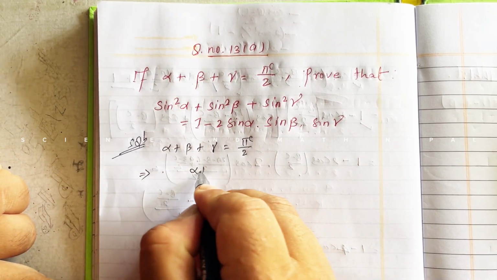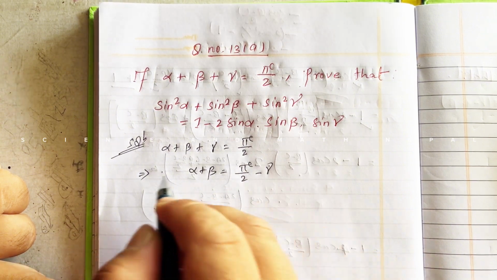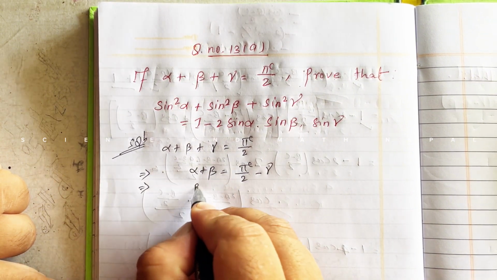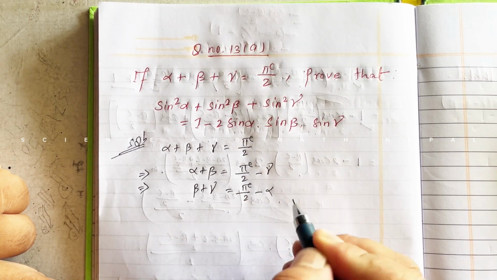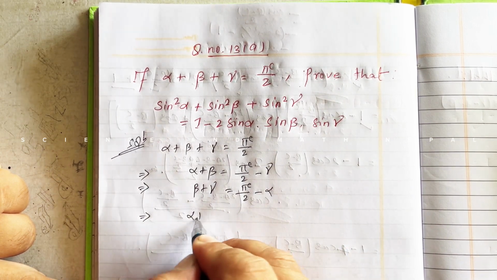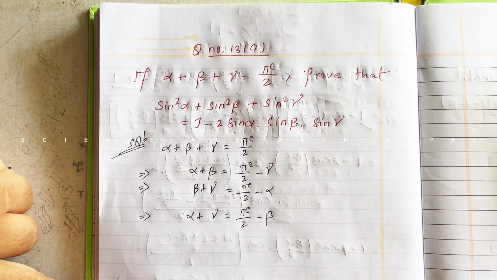That implies alpha plus beta equals pi radian by 2 minus gamma. In the same way, beta plus gamma will be equal to pi radian by 2 minus alpha, and alpha plus gamma will be equal to pi radian by 2 minus beta.